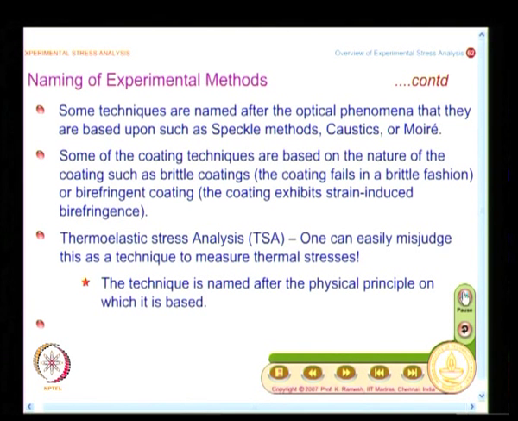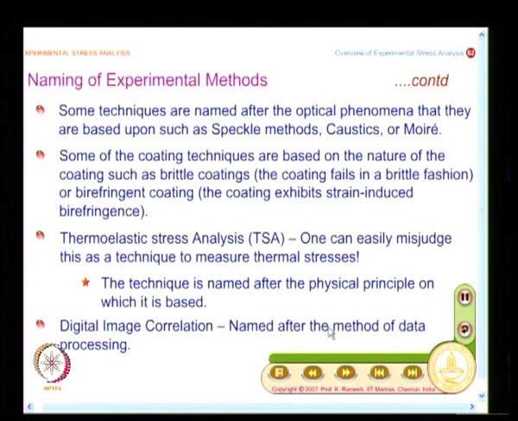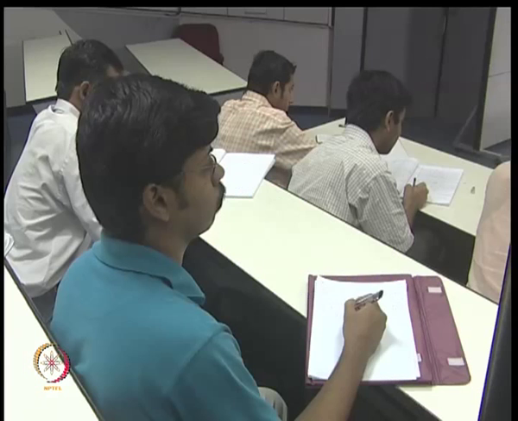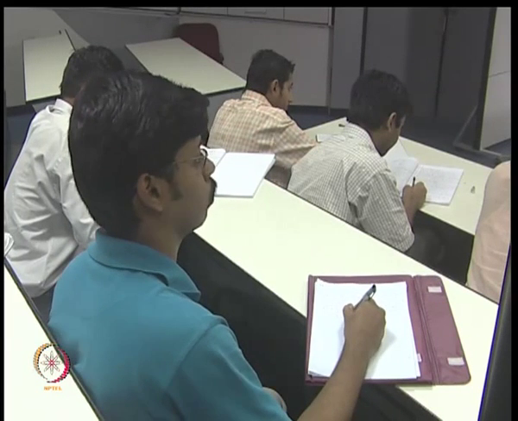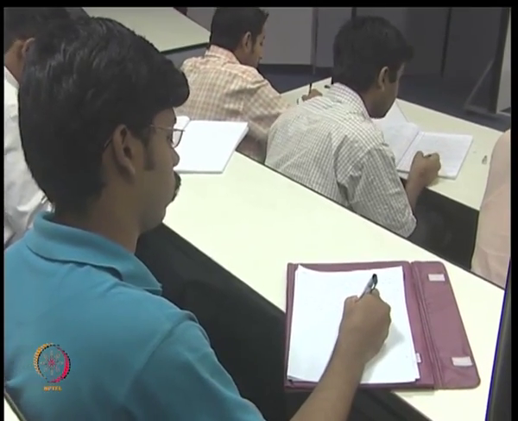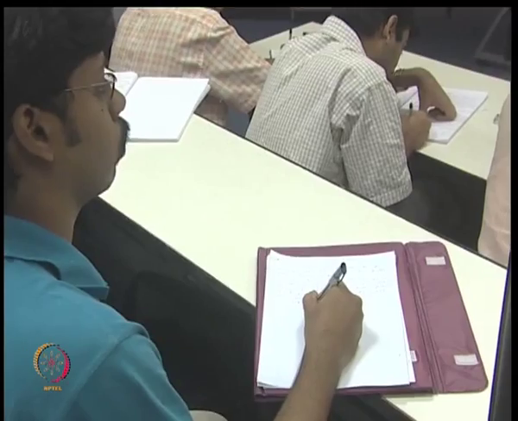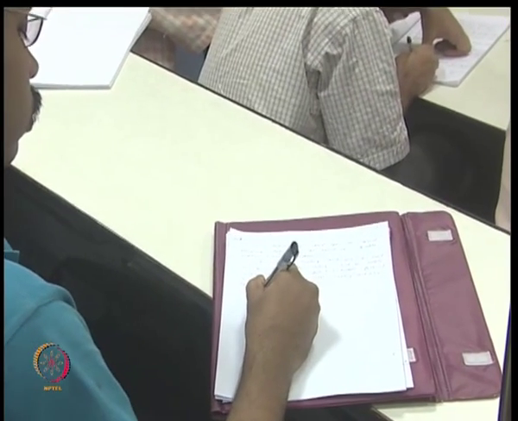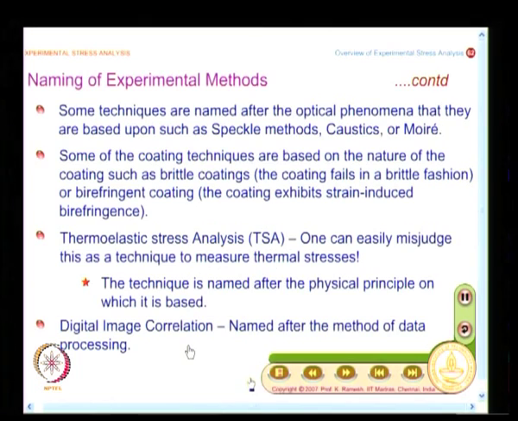So, it is based on the physical principle, and I said one of the emerging techniques now is digital image correlation. It uses white light speckles, however, this is named after the method of data processing. I have digital images, and then I look at undeformed and deformed configuration and then do a correlation. So, I call this digital image correlation.